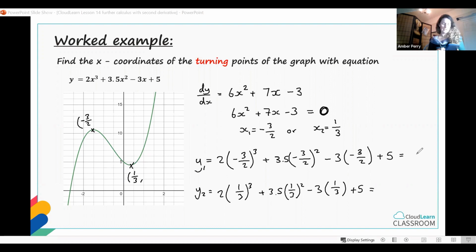Okay, so for that first one, I got 13 over 8 or 1.625. I'm going to leave it as a fraction there, okay? I'm not going to do the second one right now, but hopefully you're confident with substituting those values in and typing them into your calculator. Just type them in exactly as you see them, okay?